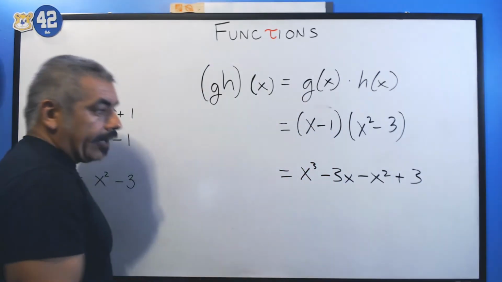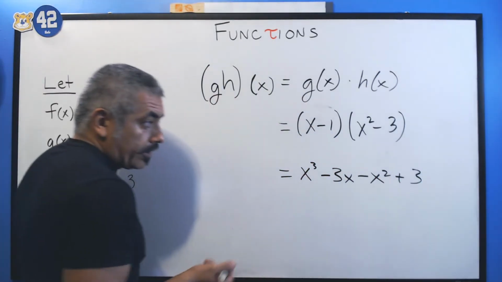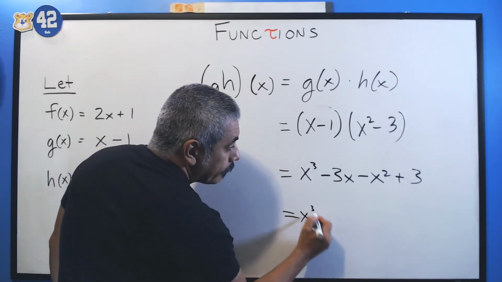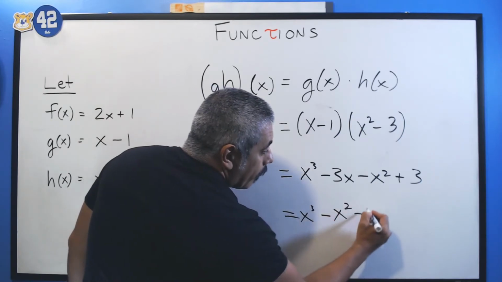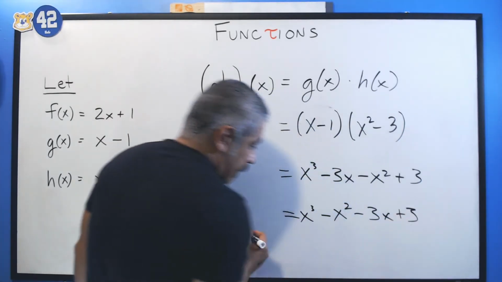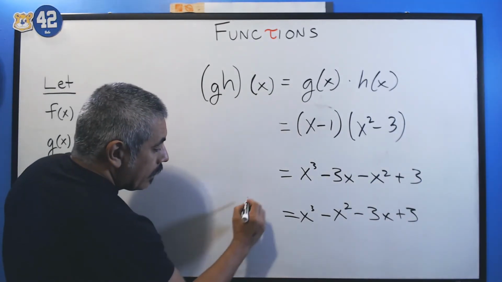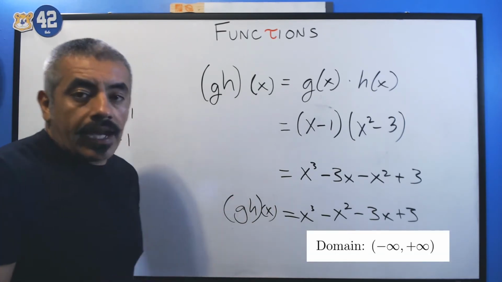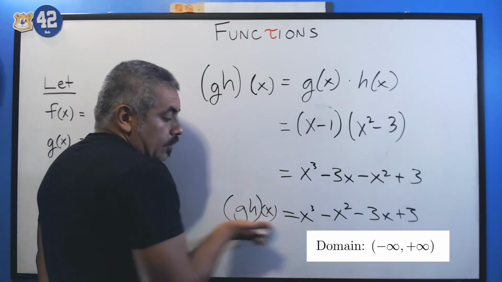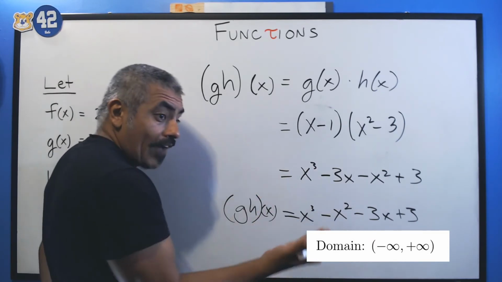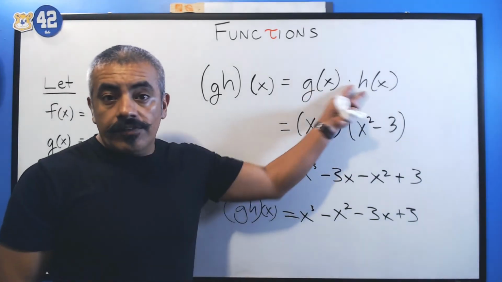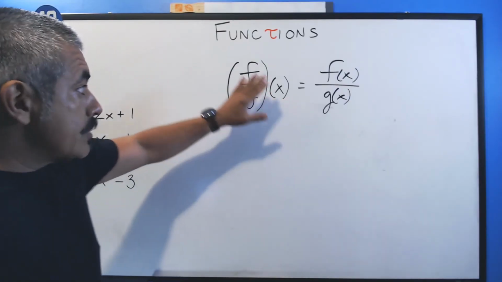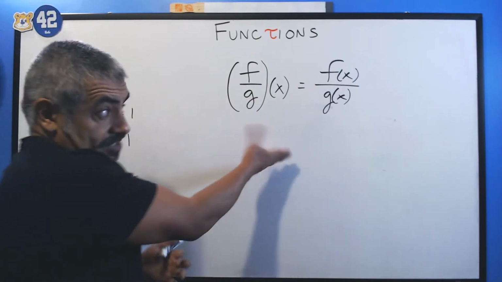And our last step is going to be to rearrange these in descending order to make it a nice looking polynomial. And we get x cubed minus x squared minus 3x plus 3. And that's going to be our g times h of x, with domain similar to the last two, where the domain of this new function is simply the set of all values that belong to both domains of these two parent functions.